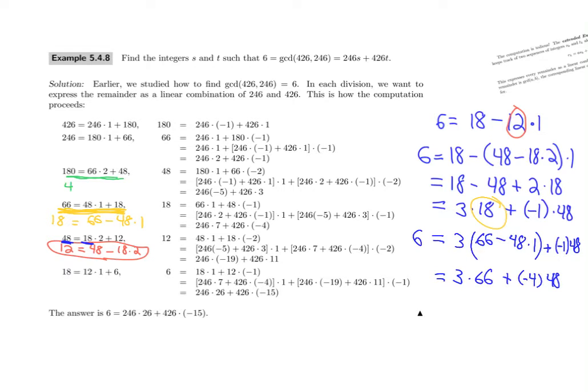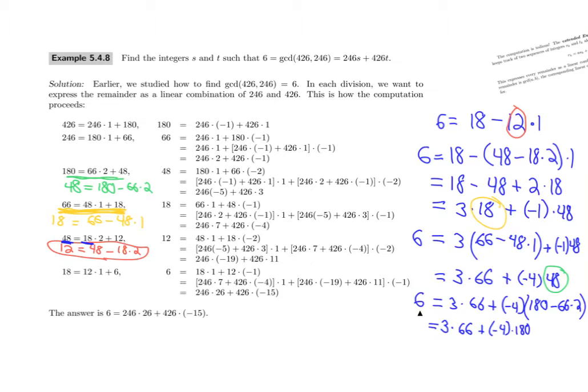is, when we solve it for 48, we have 48 equals 180 minus 66 times 2. So I'm going to plug that in for the 48 here. And I'm going to get that 6 is equal to 3 times 66 plus -4 times the quantity 180 minus 66 times 2. So let's see. 3 times 66, because I have 3 66s. Let's show a little bit of additional work with this one. This one is slightly more complicated, this step.